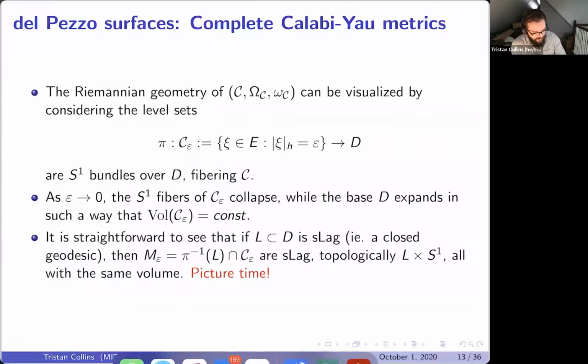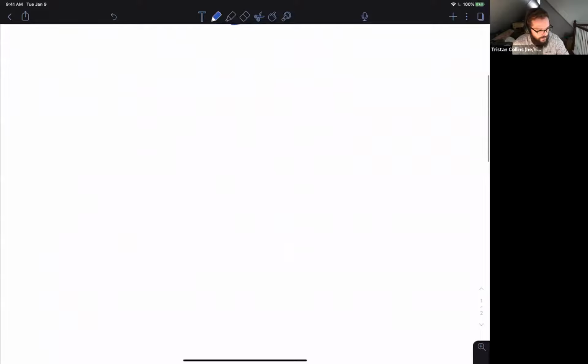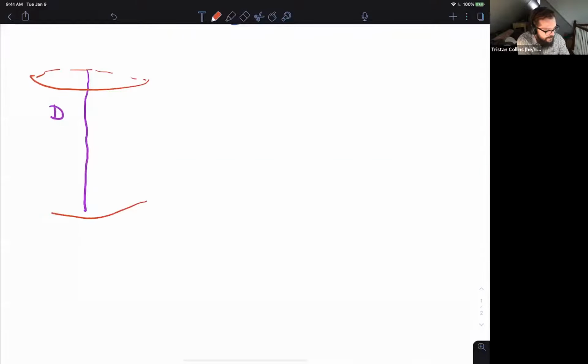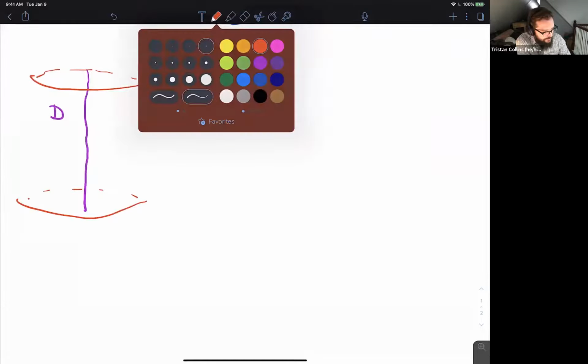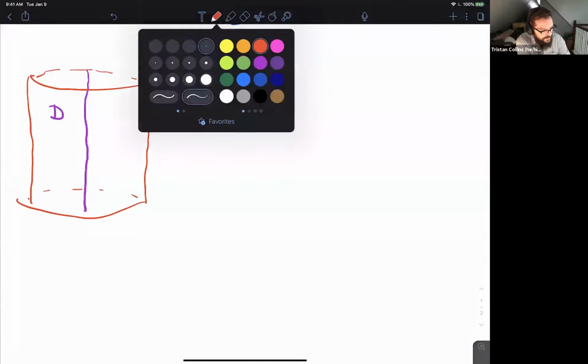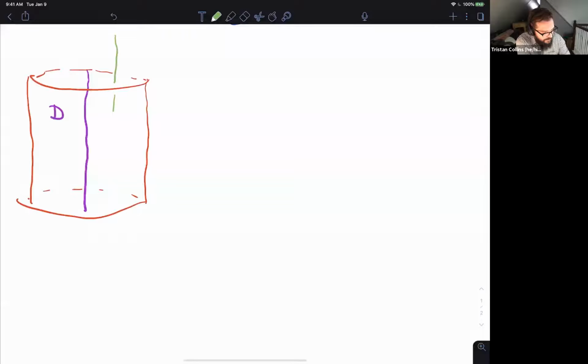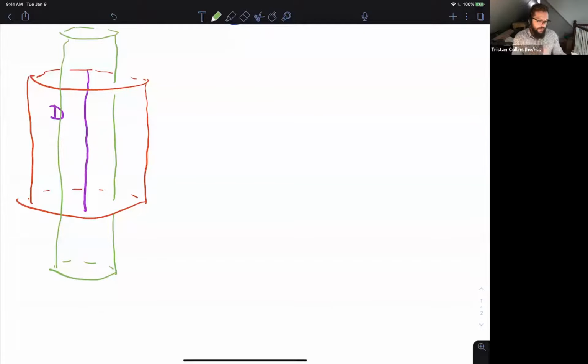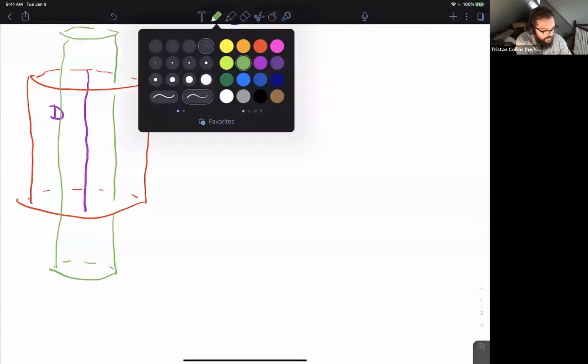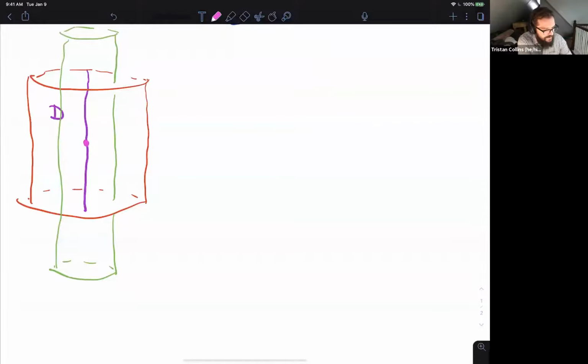So let me try to draw a picture of how to think about this. I'm going to draw an elliptic curve as a line. So here's my elliptic curve D. And over this elliptic curve, I have a disk bundle, but this disk bundle is foliated by circles. So here's maybe a large value of epsilon. And as epsilon gets smaller, so as I go closer and closer to the zero section, these disk bundles get thinner and longer. They all have the same volume, so they get infinitely long and infinitely thin as epsilon goes to zero. And then a special Lagrangian, in this picture, is just going to be a point in D. And so I get a special Lagrangian over this point by just taking the circle bundle. So this would be a special Lagrangian in this model geometry.